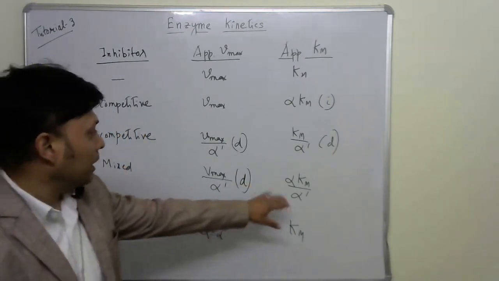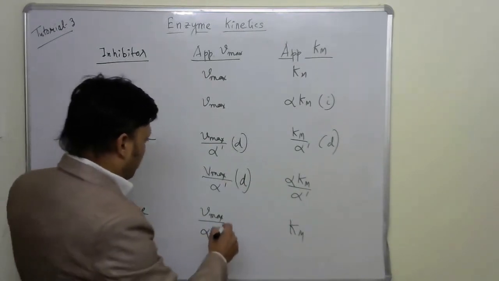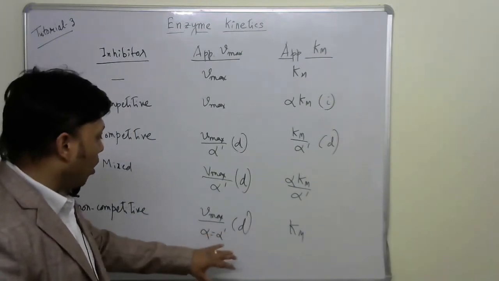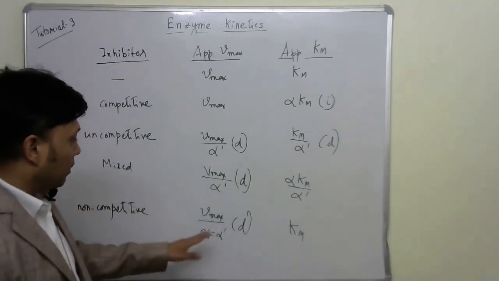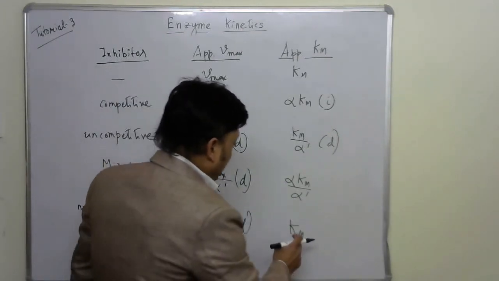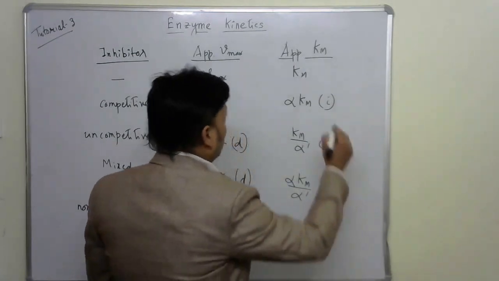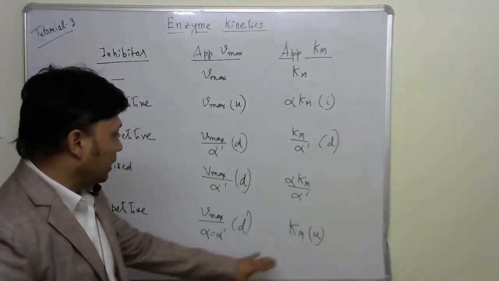Okay, so we'll come to that later. And for non-competitive inhibition, the apparent Vmax decreases because alpha is equal to alpha prime, and either alpha or alpha prime would increase. So therefore it would decrease. And Km remains unchanged. So if it's unchanged, we write U. Okay, so here also Vmax decreases and Km unchanged.